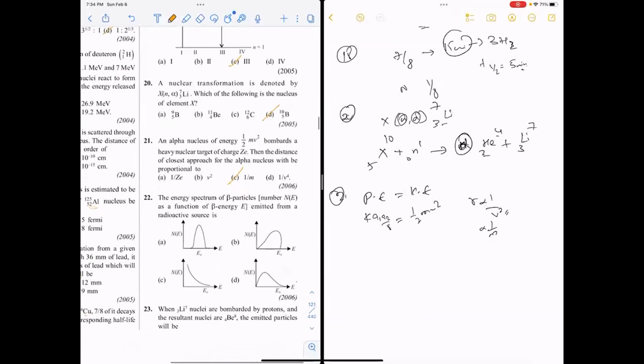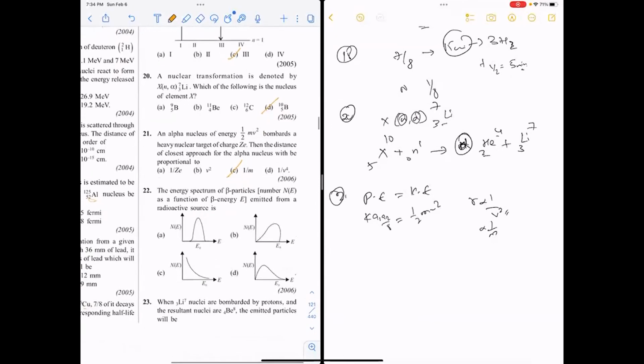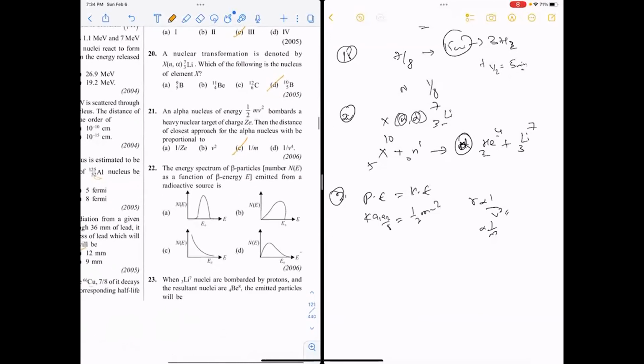The energy spectrum of beta particles, N of E as a function of beta energy, emitted from a radioactive source.